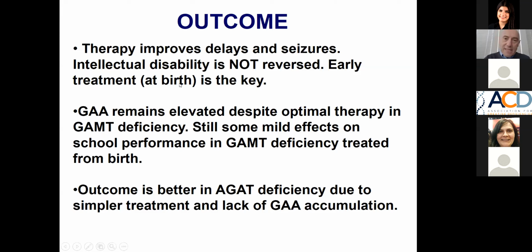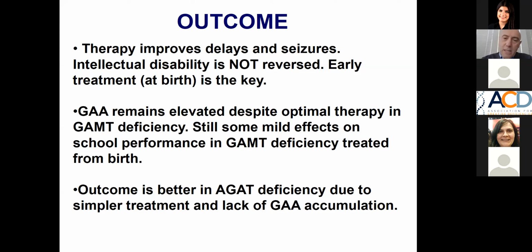Even with the best therapy that we have today, the level of guanidinoacetate remains significantly elevated in plasma despite all we can do. And even though patients treated at birth do very well, many times they seem not to do as well as their siblings. So in other words, they are not delayed in the traditional sense. They do not develop seizures, but they might not do as well as their siblings.